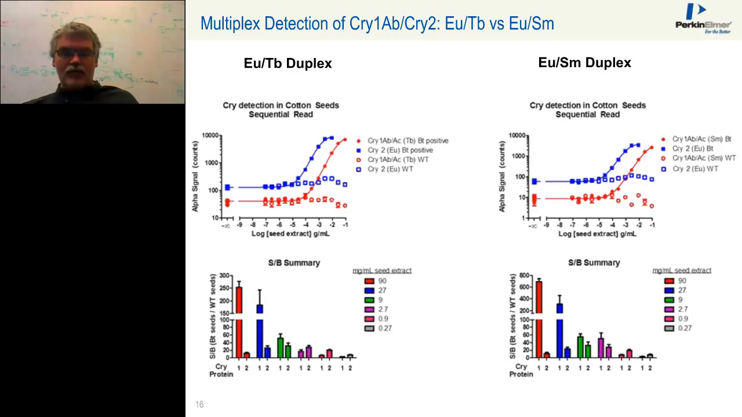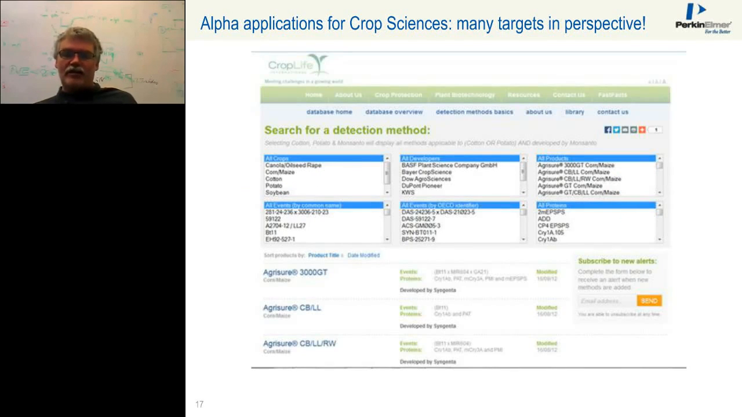So this was an example of one target. As you can see, this is a site that describes many sorts of transfected seeds that are available. So it shows that there are many targets where this technology could be applied.